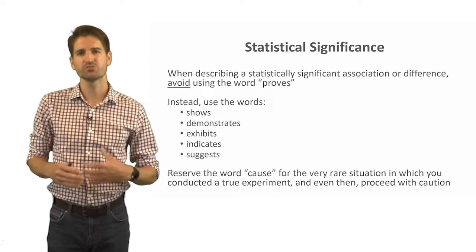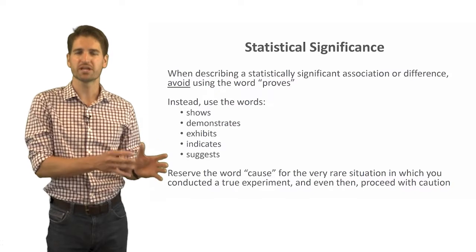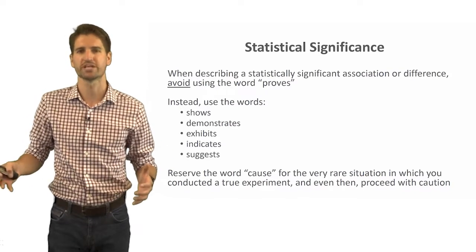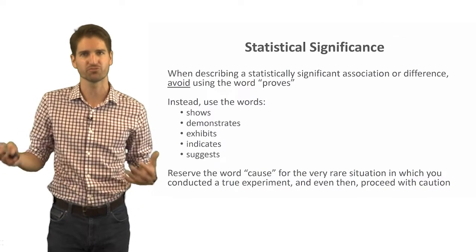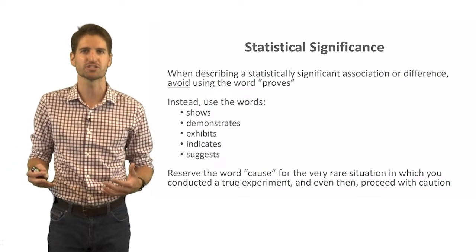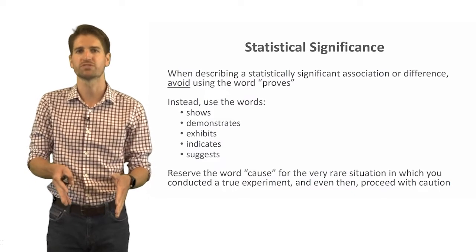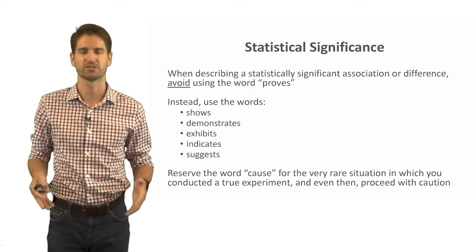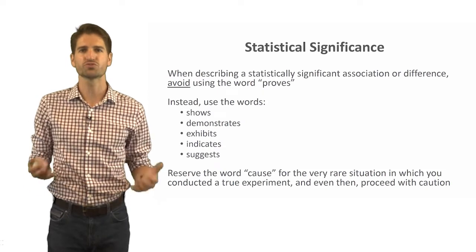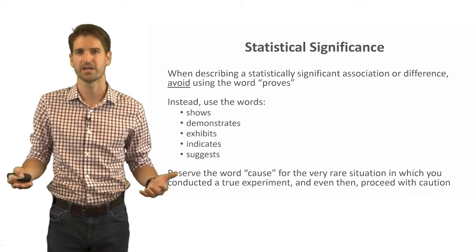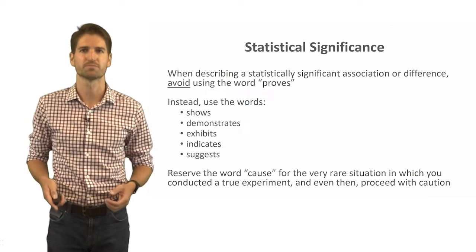In addition, when we use causal language, we even want to be careful when we're using a true experiment, because when we're trying to understand a causal relationship, it's really more about a body of research and a body of investigations, multiple investigations, as opposed to any one individual piece of research or a study that we've completed or conducted. So if you do use the word cause in the context of a true experimental design and its findings, make sure you proceed with caution.